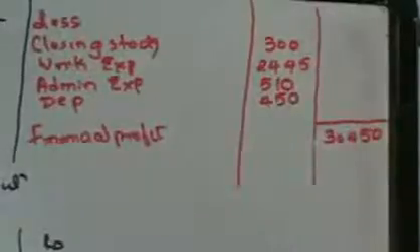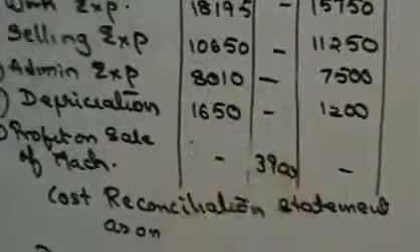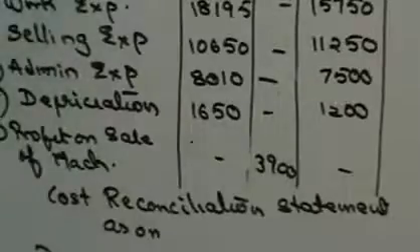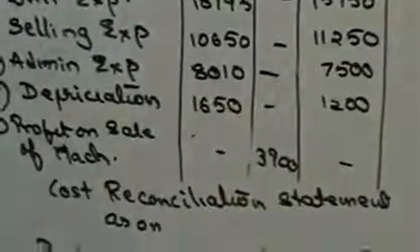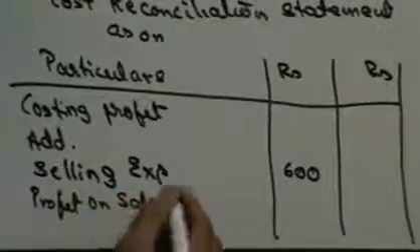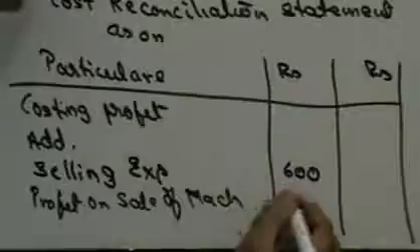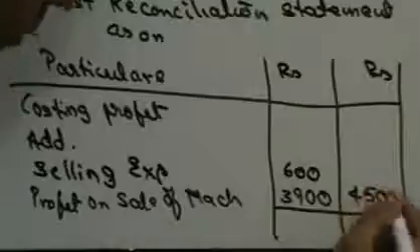Right? Next, profit on sale of machinery. Guys, this profit on sale of machinery should be a credit side entry. It's a profit. 3,900. It is less in cost sheet. But since it is a credit side entry, therefore it will go in more column. So this will come here as profit on sale of machinery, 3,900. When you add the less column, this will be 4,500. Right? Someone please add that.